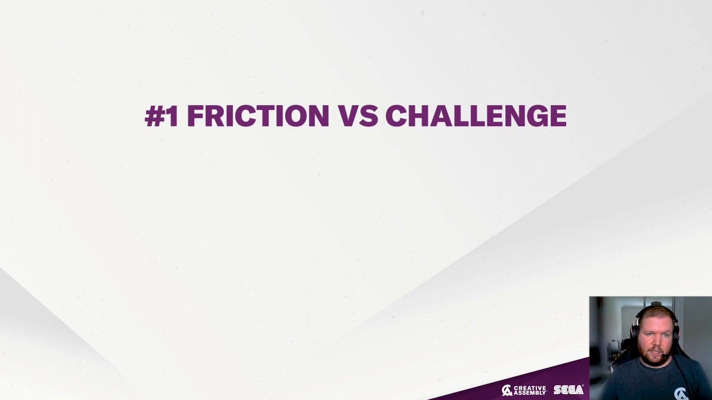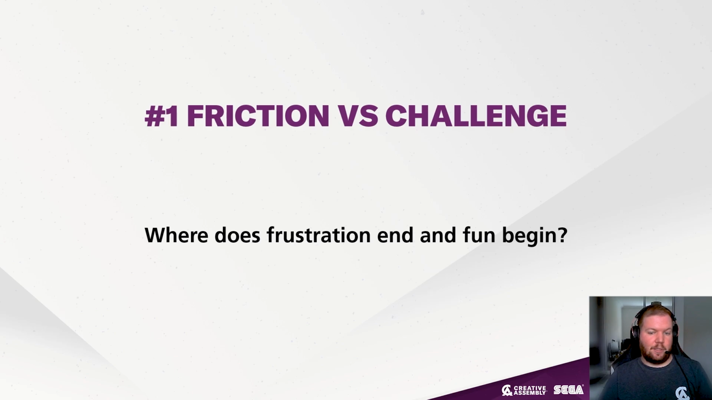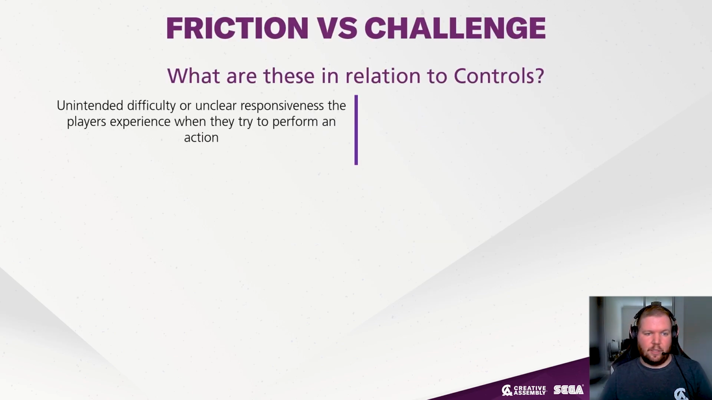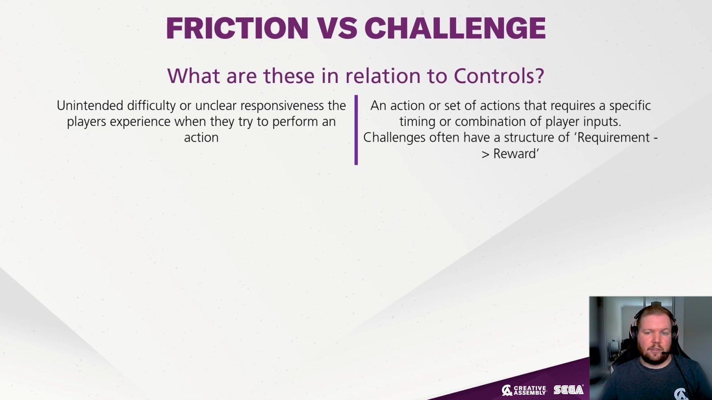The number one thing that is very important to understand is what is friction and what is challenge. Basically, where do frustration and fun begin? What are these in relation to controls? Friction is an unintended difficulty or unclear responsiveness the players experience when they try to perform an action. A challenge is an action or a set of actions that requires specific timing or a specific combination of player input. Challenges often have a structure of requirement and reward after that.